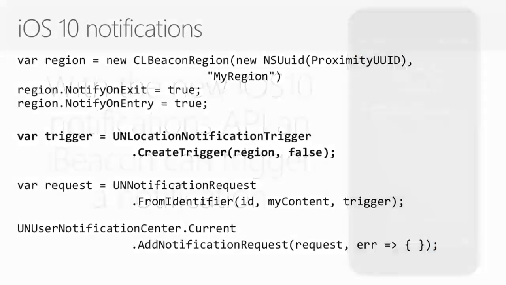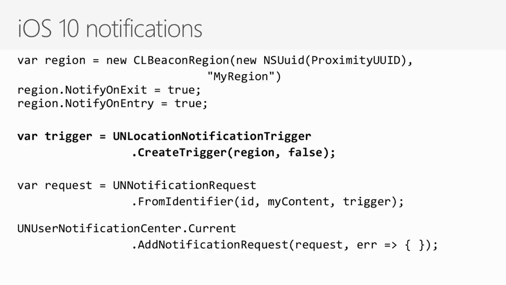So you can trigger a notification based on location. You can say, in your app, when I enter a beacon region, or when I leave a beacon region, I want to see a notification. So you don't have to write the code yourself, you don't have to monitor yourself. It's all done using location notification triggers. And these work for iBeacons, they work for GPS regions as well.